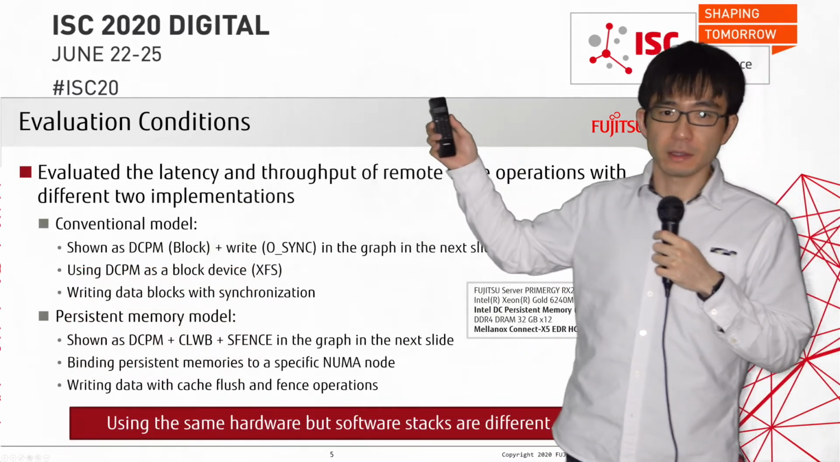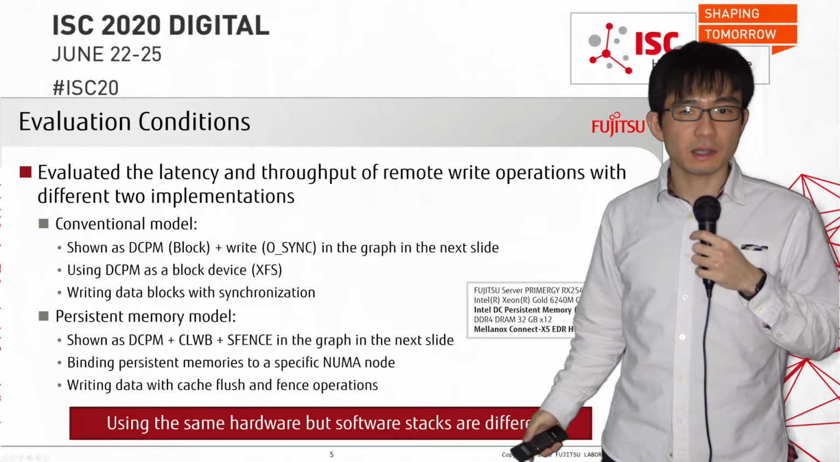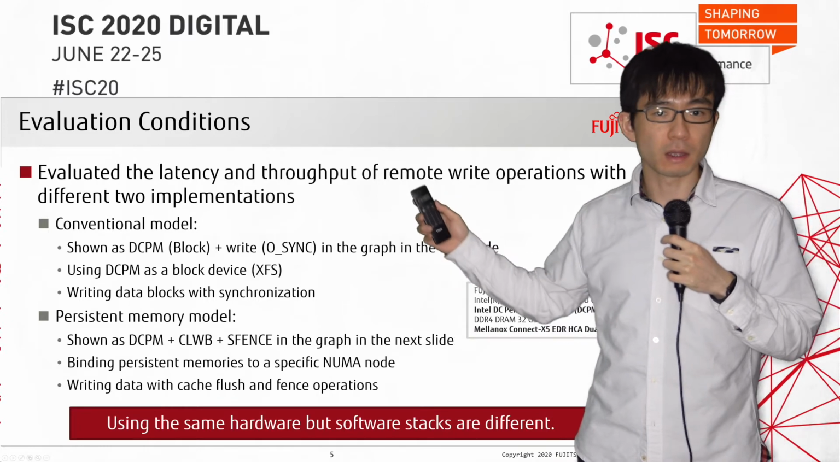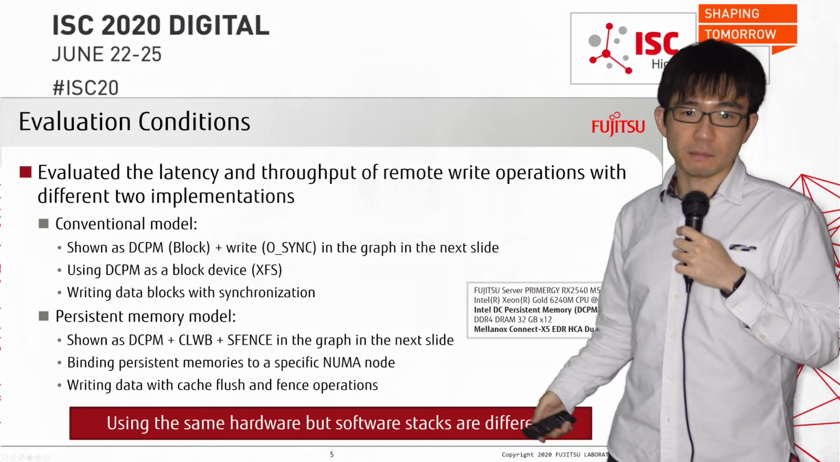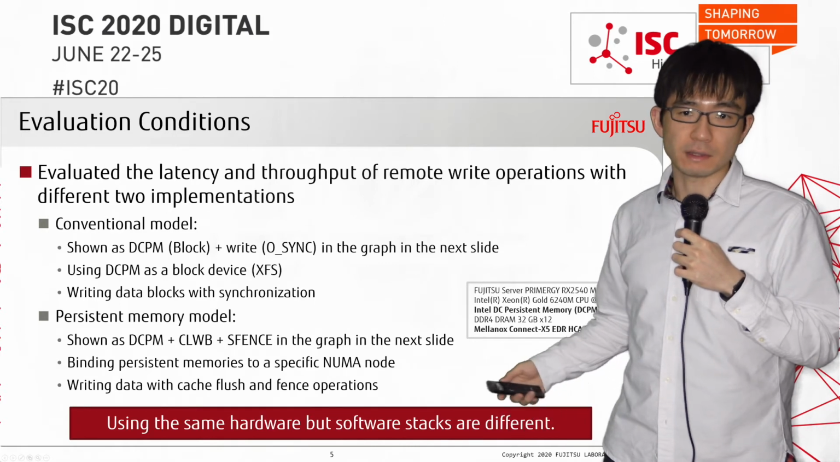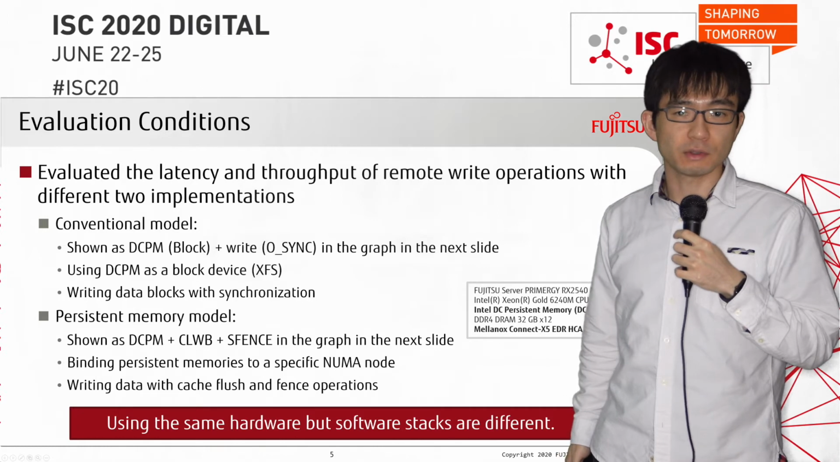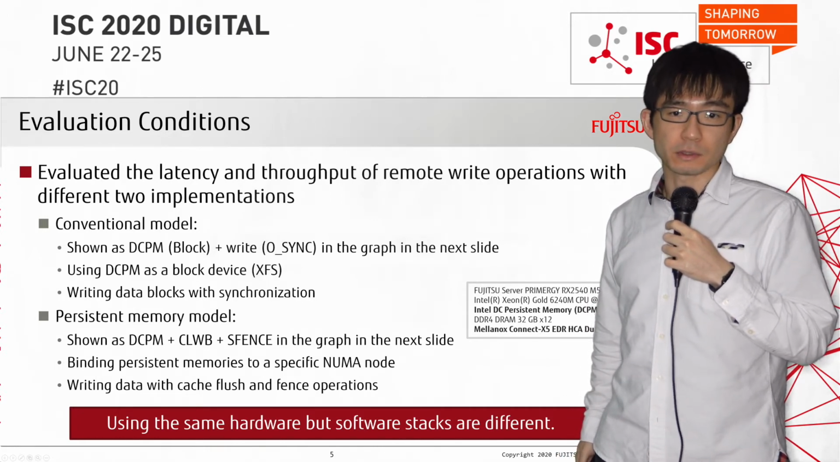This slide depicts the evaluation condition. We evaluated the latency and throughput of remote write operations with two different models. The first one is a conventional model, shown as DCPM plus write in the graph in the next slide. We use DCPM as just a block device. The client writes data blocks with a synchronization option.